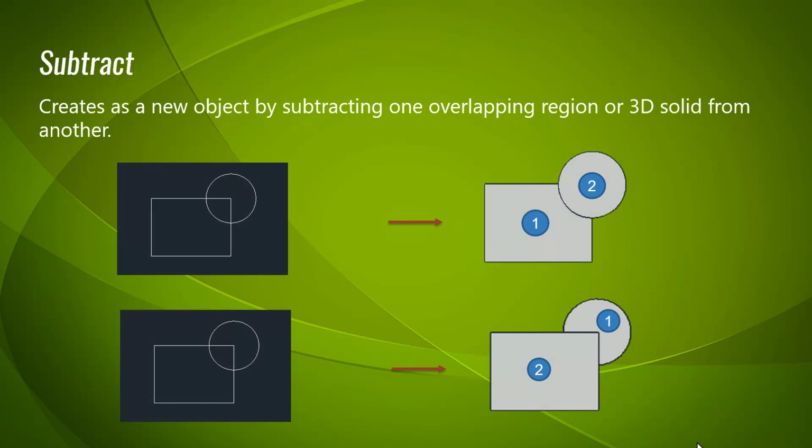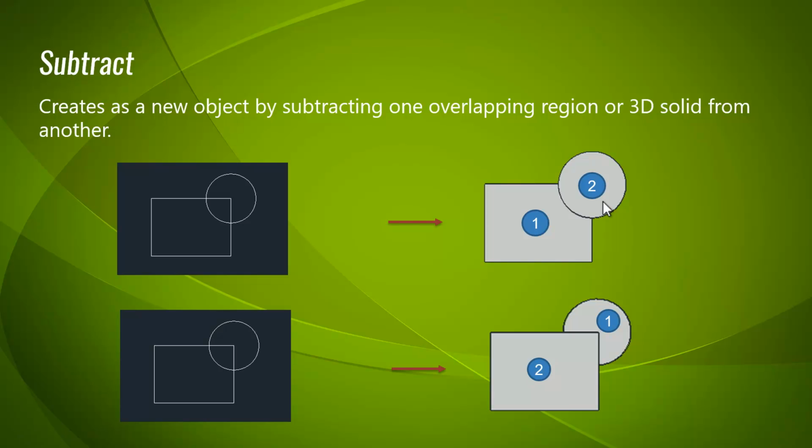Consider the examples given here. It asks you to select the object 2 times. That means at first it is asking you to select the objects from which you want to subtract other objects, which means it remains as the source object. And secondly, it is asking you to select the object which you want to subtract. So in the first example, I will select this rectangle as the first object and I will select this circle as the second object. That means this becomes the source object and this becomes the subtraction object.